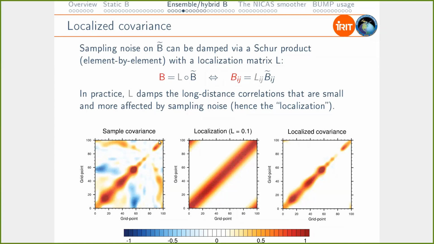So at the bottom, you can see the sample covariance on the left with 10 members, the localization matrix L with a given length scale 0.1 here, and the localized covariance on the right. So it's basically the product of the previous two. And we can see that it's a lot better than the raw sampled covariance on the left. We have removed most of the noise and we can keep some of the signal.